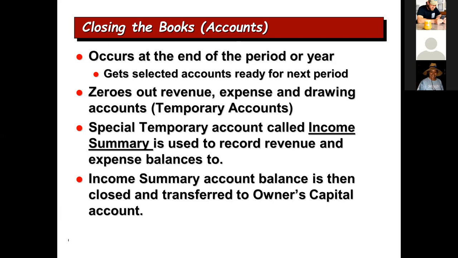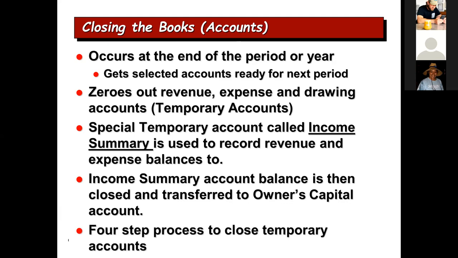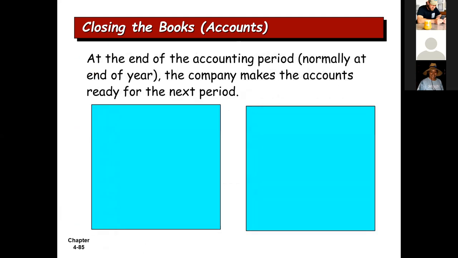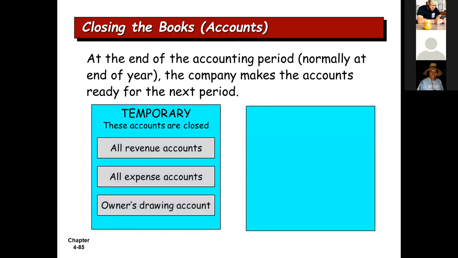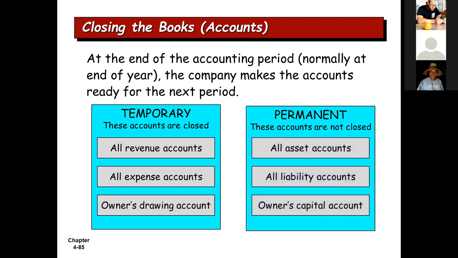Okay, so this is the final entries that the accountant has to make at the end of the year normally. Four steps. All temporary accounts, and you've got to know the temporary accounts are revenue, expenses, and drawing or dividend, are closed, zeroed out. The permanent accounts are not closed. They're left alone. Whatever the balance is, they're going to be reported on your final trial balance. They're your assets, your liabilities, and your capital accounts.